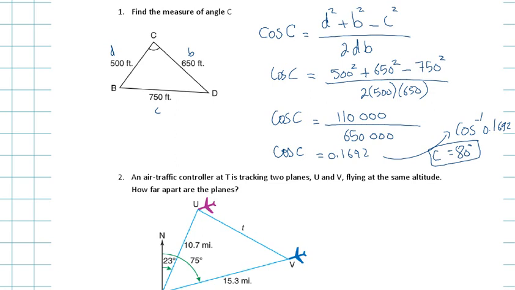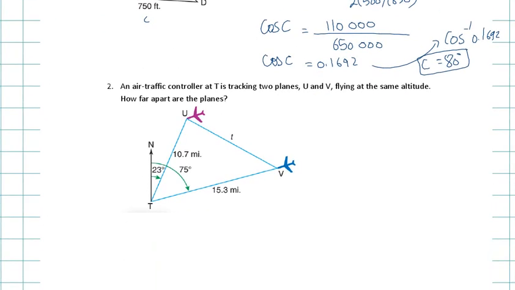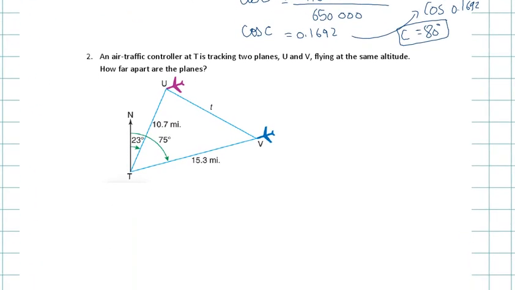Okay? So, an air traffic controller at T is tracking two airplanes, U and V, flying at the same altitude. How far apart are the planes? So, this is the air traffic controller, and these are the two airplanes. And the question is asking how far are the two airplanes from each other. So I'm looking for what side? T.